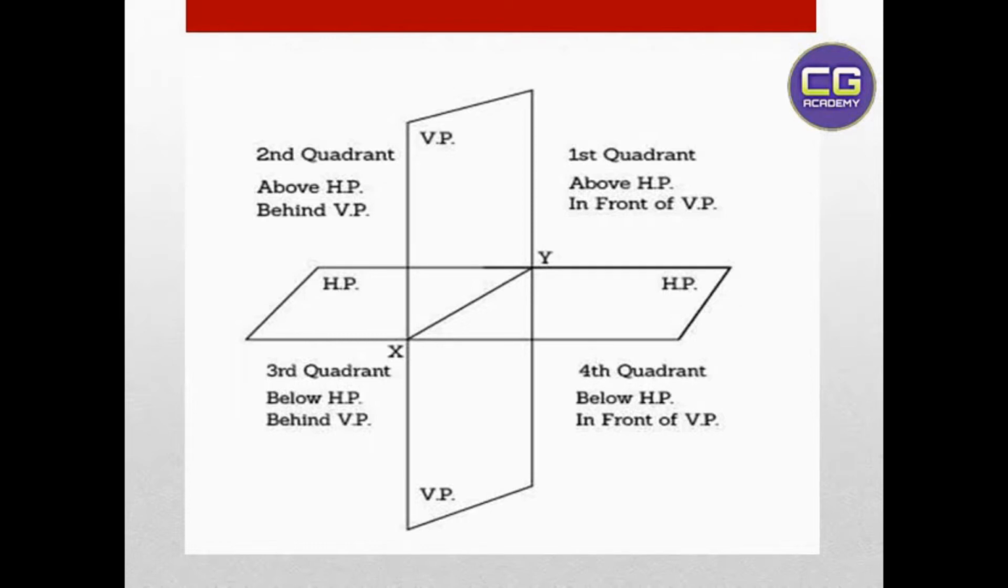Similarly, for the second quadrant, it is said to be resting above the horizontal plane but behind the vertical plane. For the third quadrant, it is resting below the horizontal plane and behind the vertical plane. For the fourth quadrant, it is resting below the horizontal plane and in front of the vertical plane. Now, let us see the question which we will be solving today.